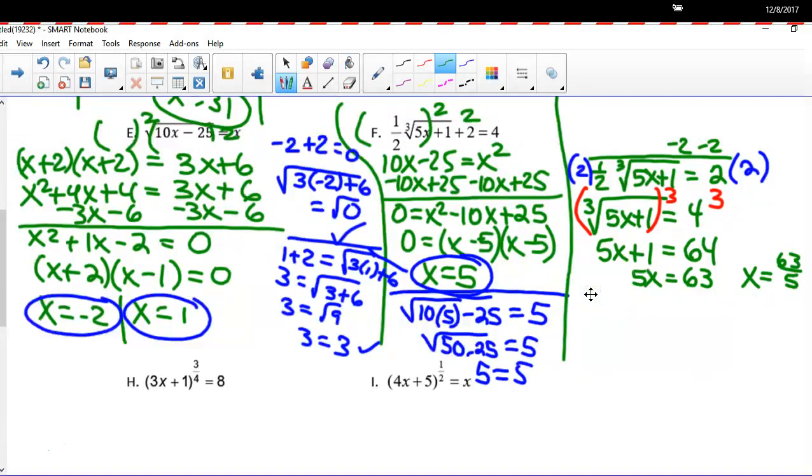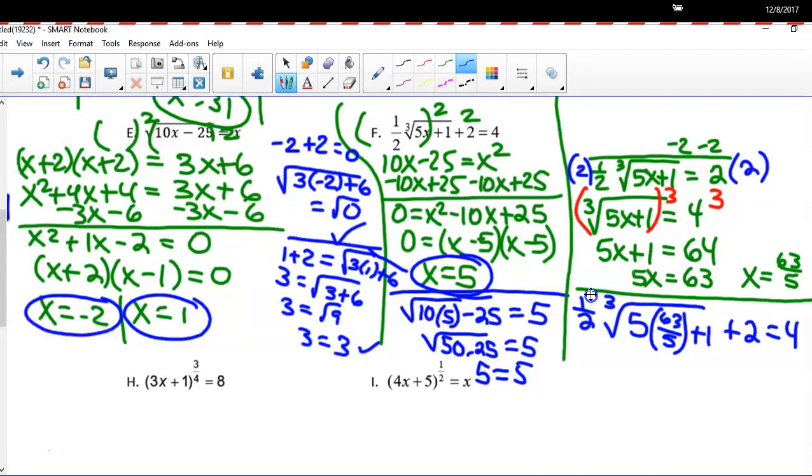Remember we talked about in class, you want to leave it as an improper fraction for checking purposes. So when you substitute back in to the original, oh goodness, something happened up here. All right, we're going to put it back up here. So we have 1/2, and then we have third root of 5 times 63/5 plus 1, plus 2 equals 4.